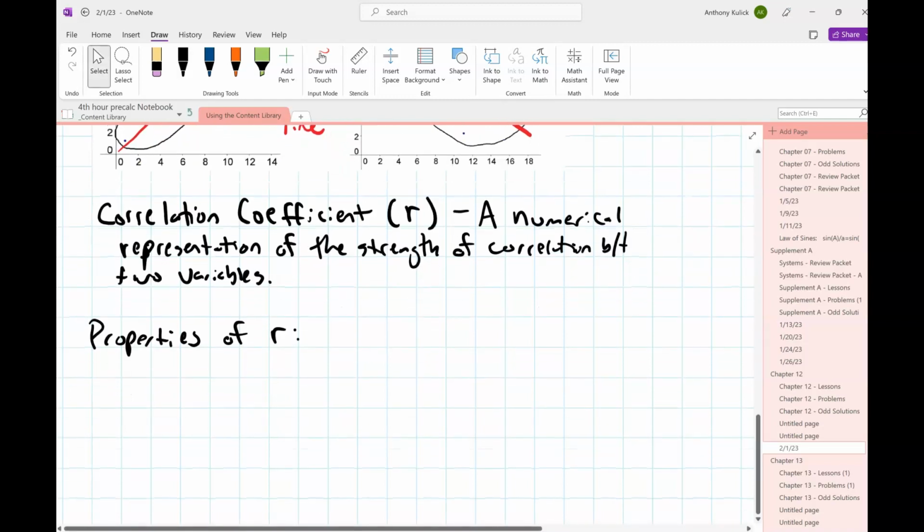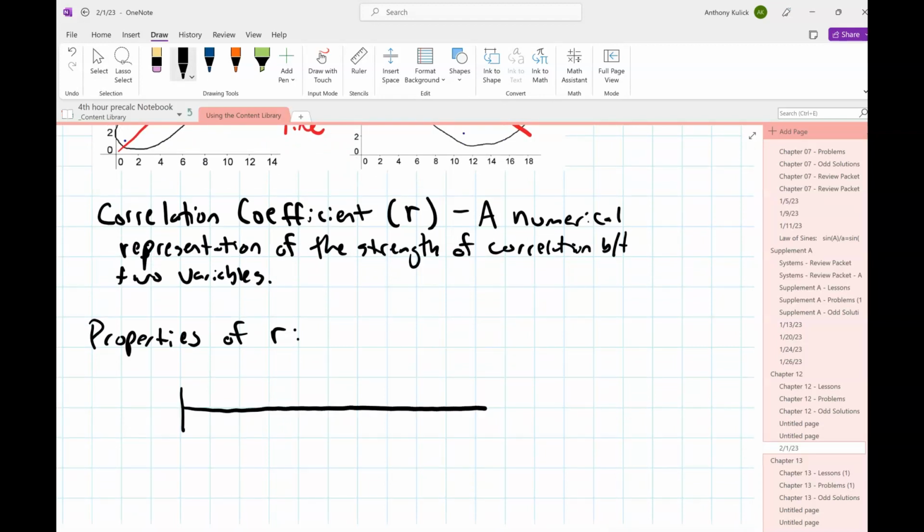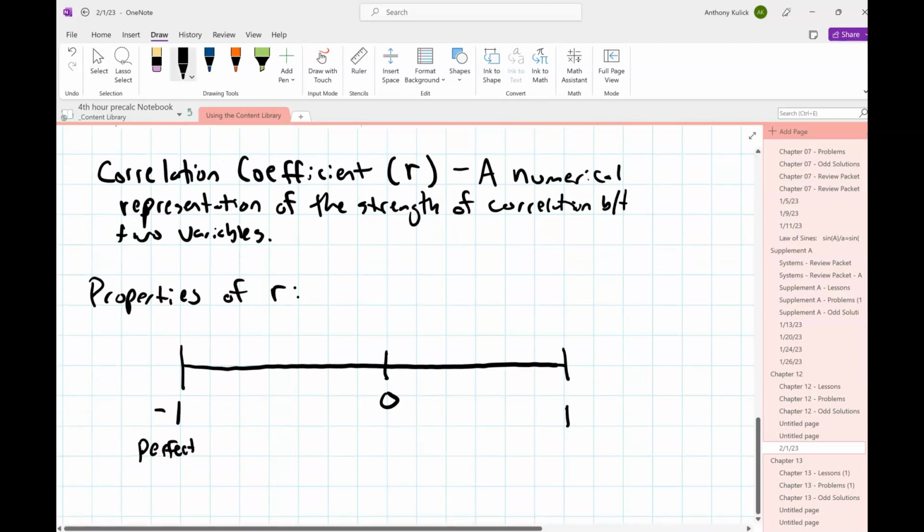What's going on here with this? So the correlation coefficient kind of exists on a continuum. All values for the correlation coefficient are between -1 and +1. So at -1, we'd have perfect negative correlation.